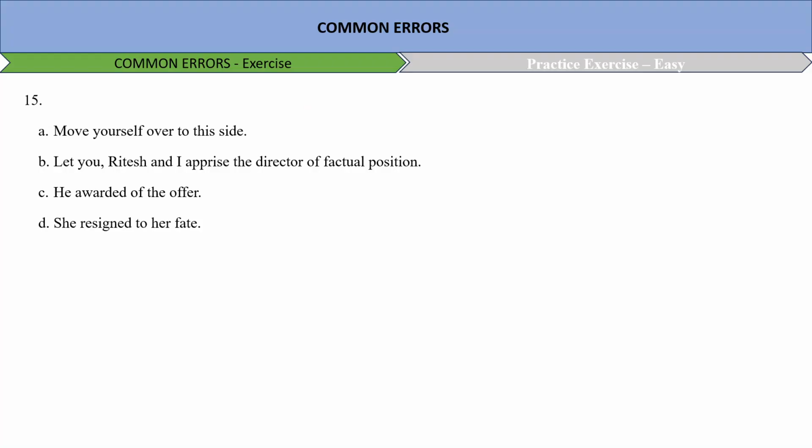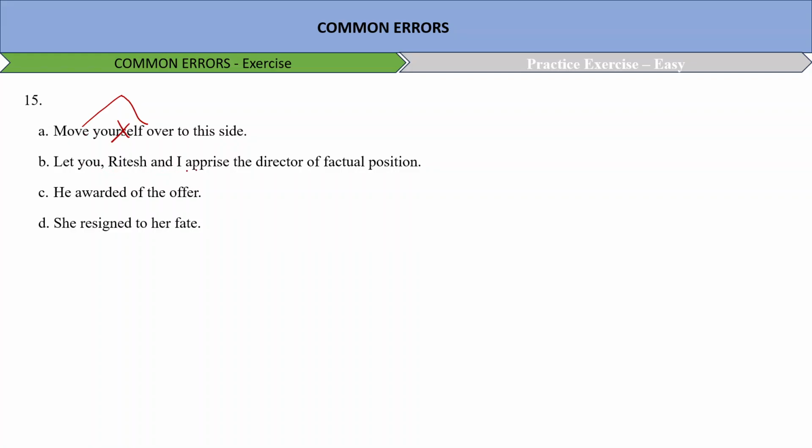Let you and Ritesh, I apprise the director of factual position. He awarded of the offer. She resigned to her fate. We have four sentences here. Again, in question number 5, you see the first says, move yourself over to the side. Move over to this side. You don't have to use the term yourself here.